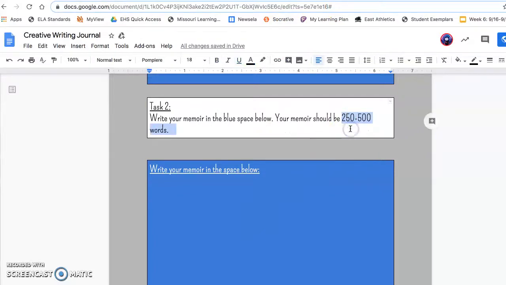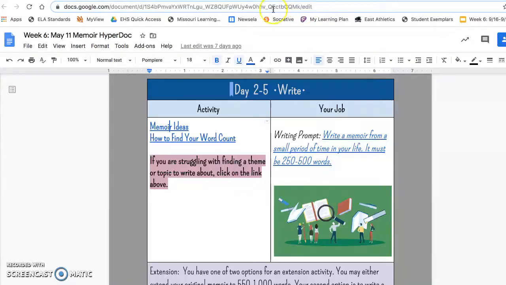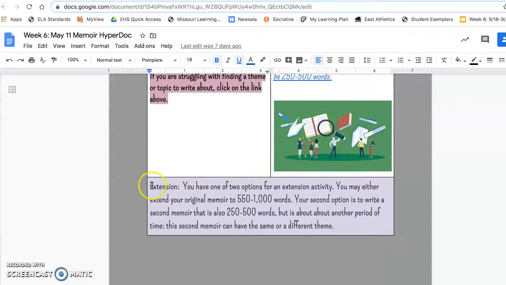It should be 250 to 500 words. If you are in pre-AP, you have to do the extension activity. You have 2 options to do there. If you have any questions, let me know. You'll be turning this in on Google Classroom when you are done.